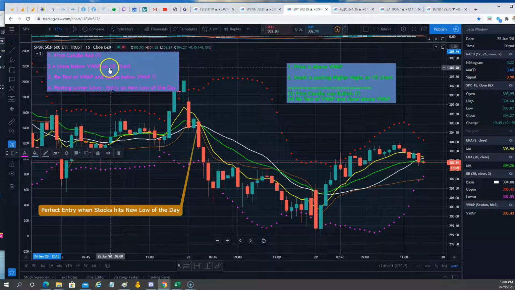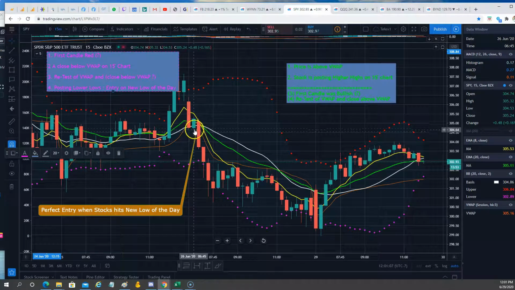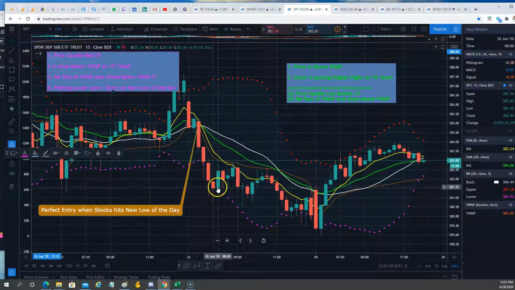So, first candle red, bang. A close below VWAP? Yes, on this first candle. The second candle, a retest of VWAP? Yes. Did we close below VWAP? No. So hence, no action really. Are we posting a lower low? Entry on new low of the day? Somewhere here? Bang. Ding. Make money.